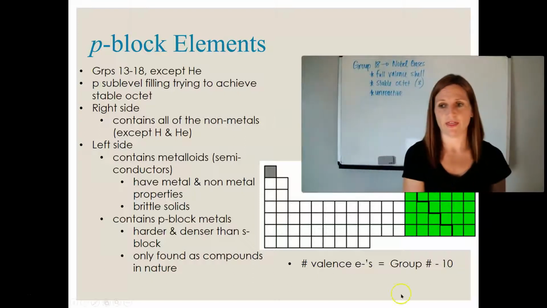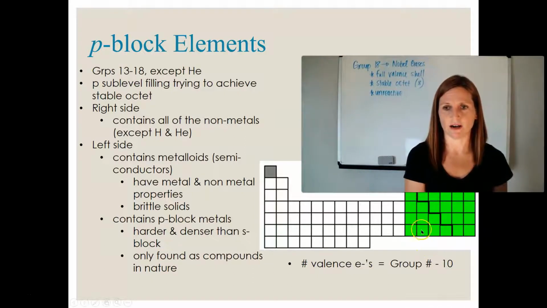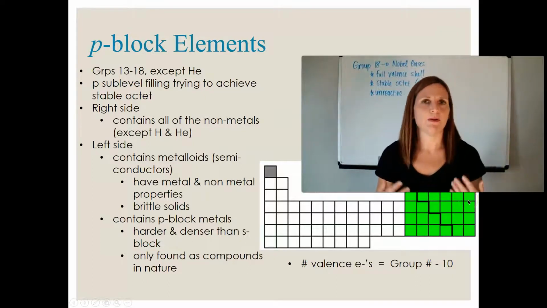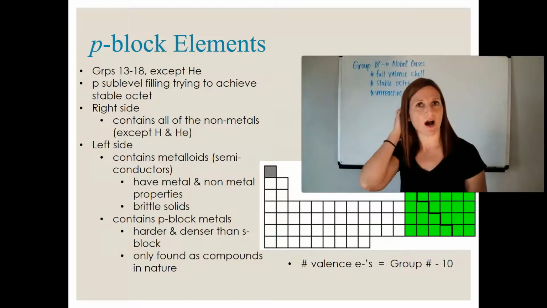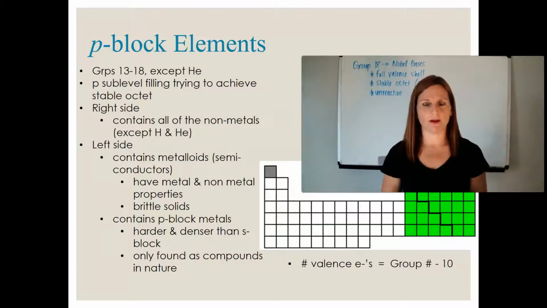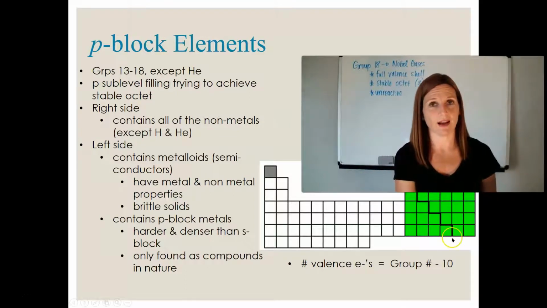So we would call this section over here the left-hand side, and the right-hand side is above and to the right of this stair-stepping line. So above and to the right of the stair-stepping line, we're going to see all of the nonmetals. Nonmetals are a type of element on the periodic table, and they have certain qualities that we'll be talking about later on. But all of the nonmetals are contained above and to the right of the stair-stepping line. All of the metals are contained down to the left.